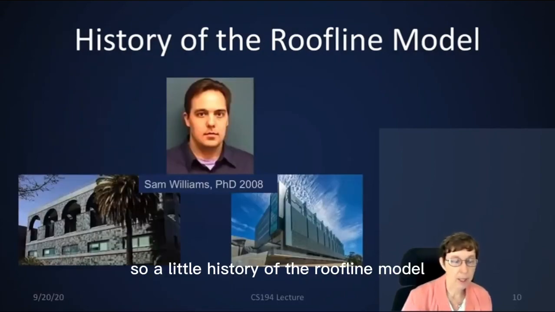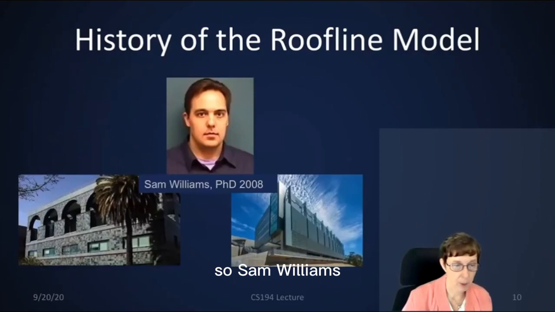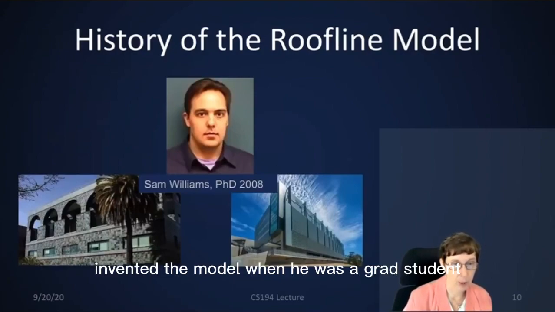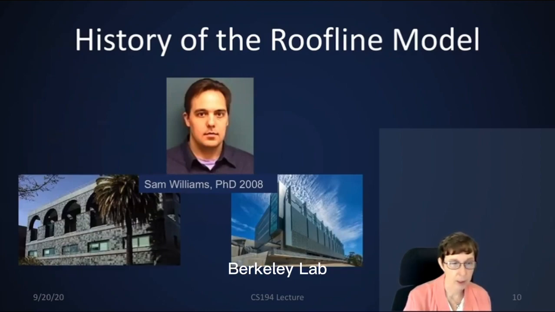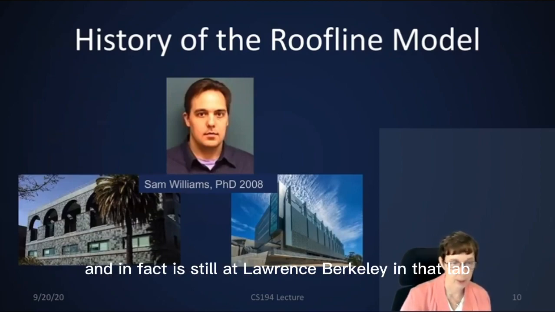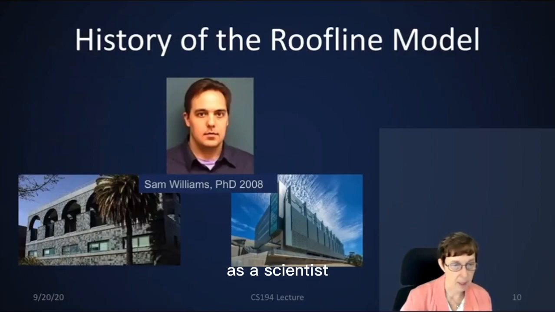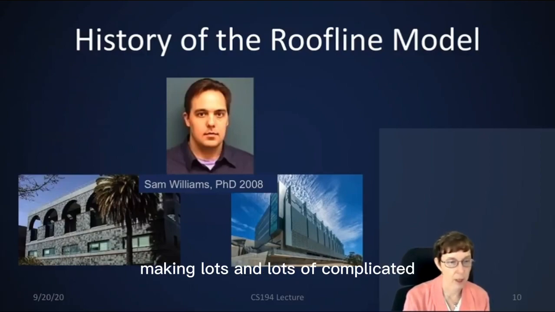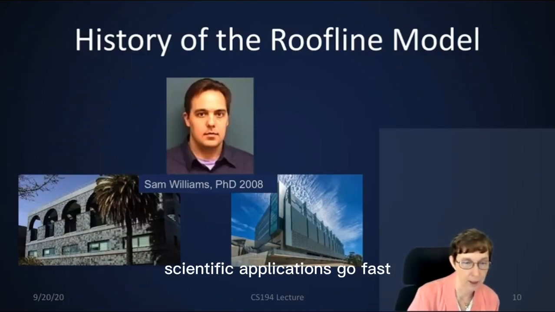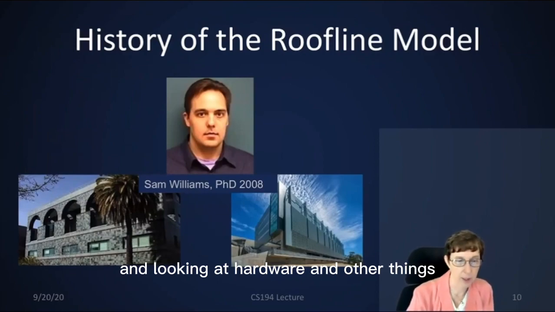So, a little history of the roofline model. Sam Williams invented the model when he was a grad student at Berkeley. He was also at the time working at Lawrence Berkeley Lab, and in fact is still at Lawrence Berkeley Lab as a scientist, still working on variations of the roofline model, in addition to making lots and lots of complicated scientific applications go fast, and looking at hardware and other things.